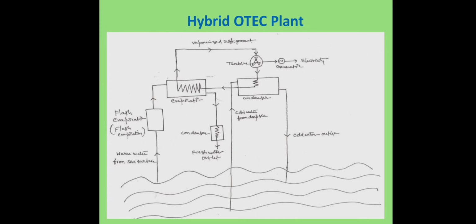Here we have the combination of both open and closed cycle. We take the open cycle as the first one. The upper sea water goes to the evaporator, which transfers the vaporized refrigerant, and this vapor rotates the turbine and gives electrical energy. It then goes to the condenser, which is the second, closed type. Later we have the energy source from here, and the cool water taken from the bottom to the condenser cools the vapor to form the liquid refrigerant.